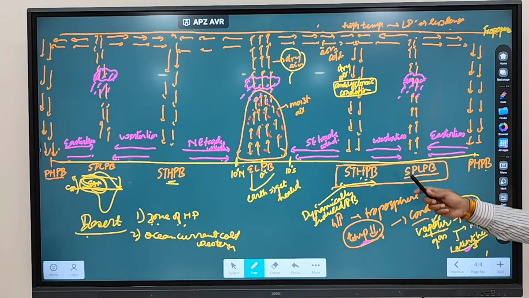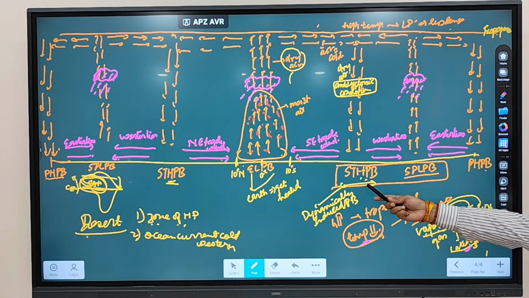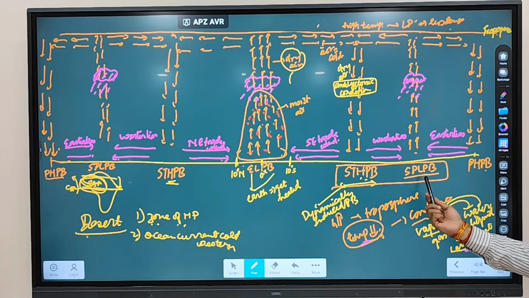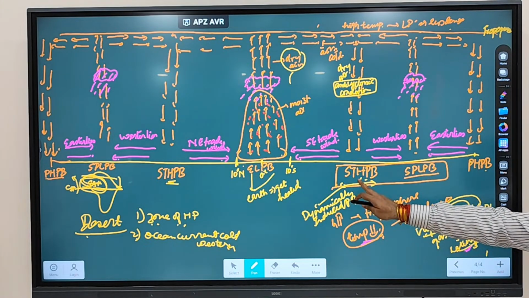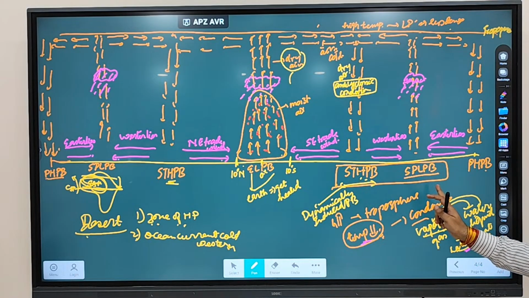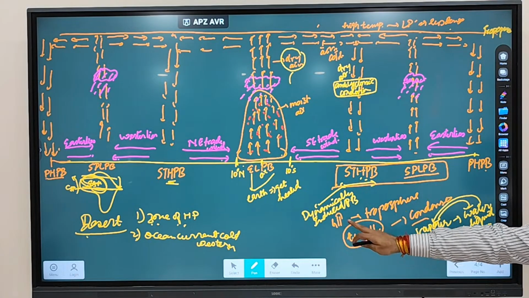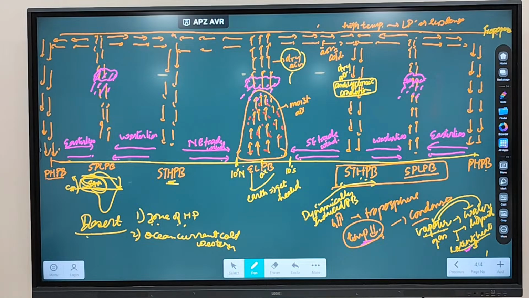Ideally, which region is receiving more sunlight, the tropics region or the polar region? The tropic region is receiving more sunlight. So ideally, more sunlight means more heating. More heating means low pressure should be formed over here and high pressure should be formed over here. But the opposite is happening. Here you see high pressure is being formed, and here low pressure is being formed. So that's why it is called a dynamically induced pressure belt.